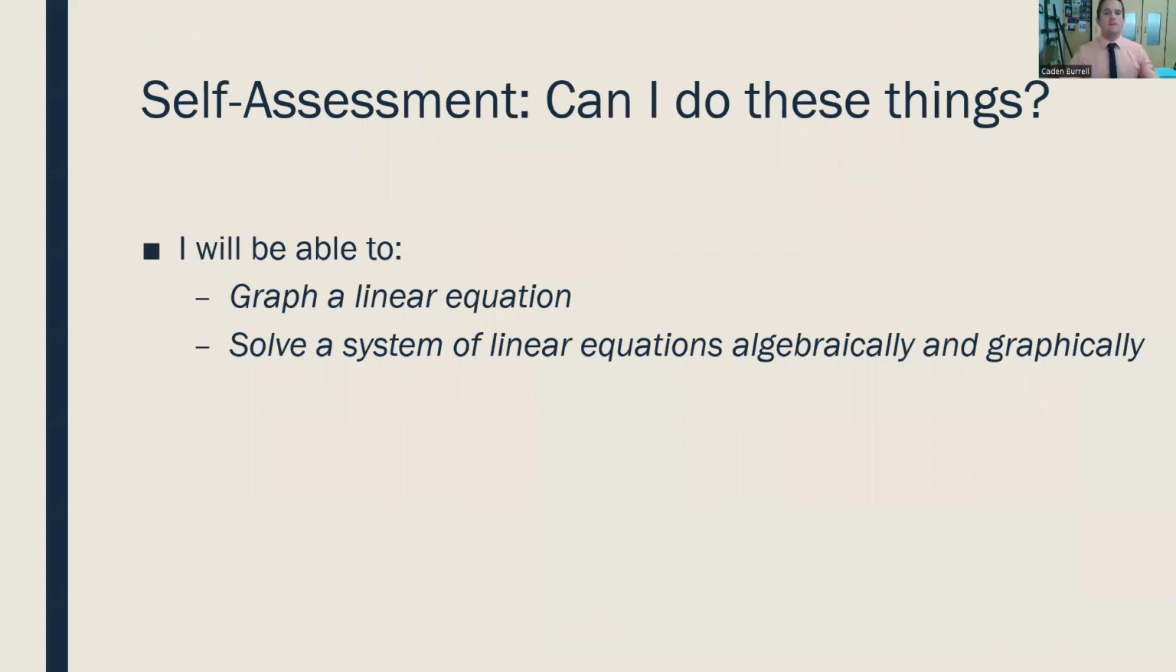And that's it. Hopefully now you can graph a linear equation and solve a system of linear equations, both algebraically and graphically.